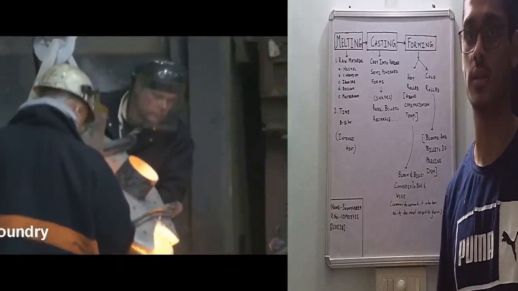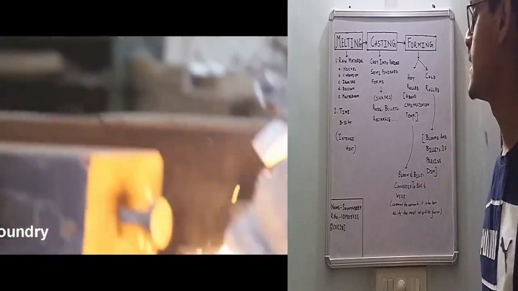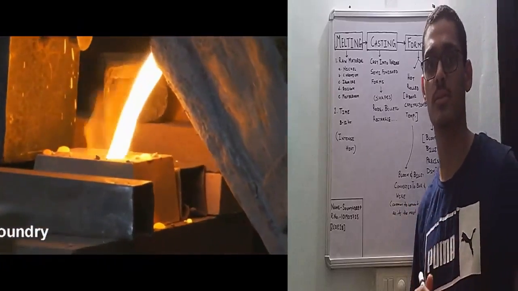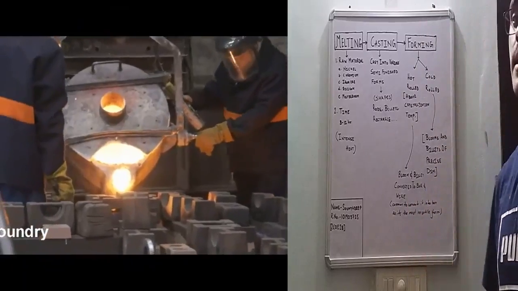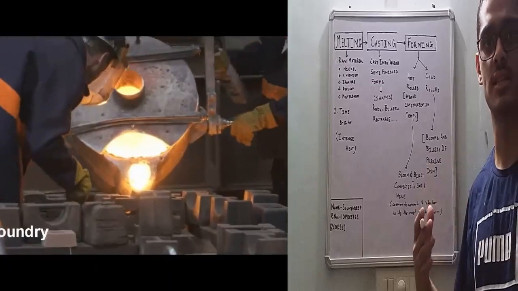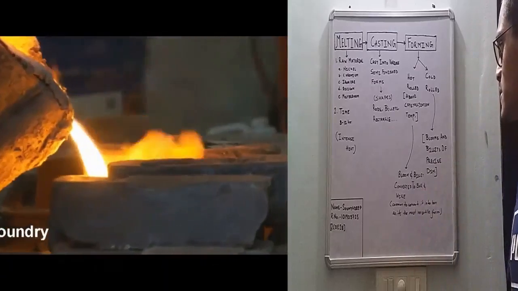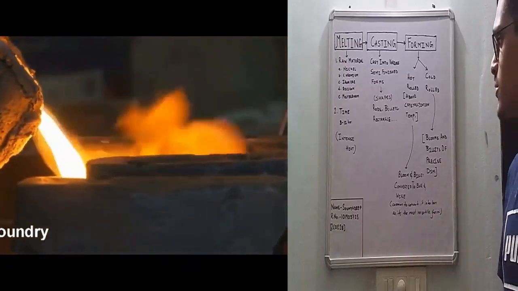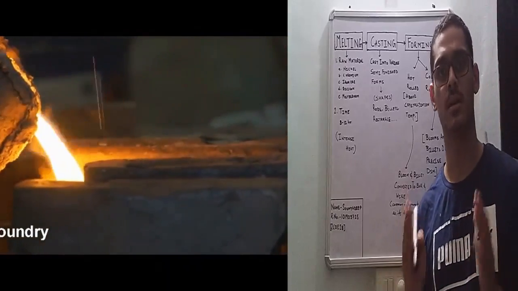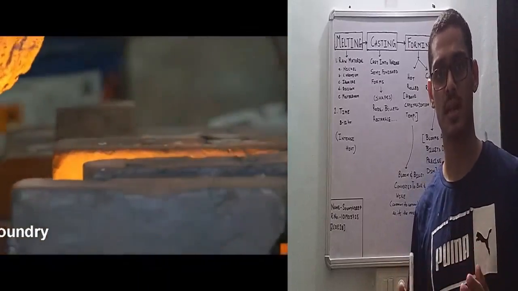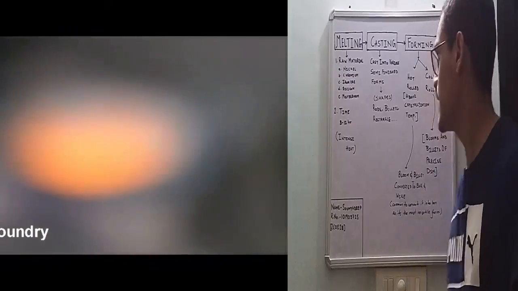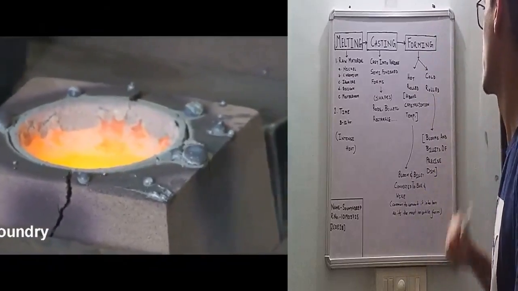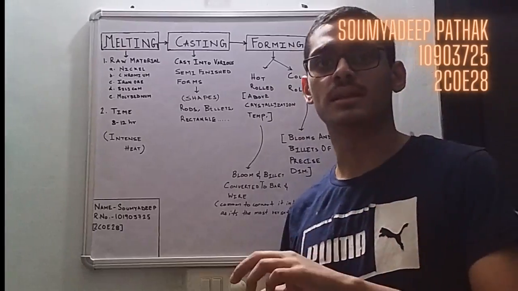The third important step is forming. In this, the semi-finished forms are hot rolled at a temperature still above the crystallization temperature, in which the blooms and the billets are converted to bars and wires. The bar is the most versatile form of stainless steel. It can also be cold rolled to convert the blooms and the billets to very precise dimensions.